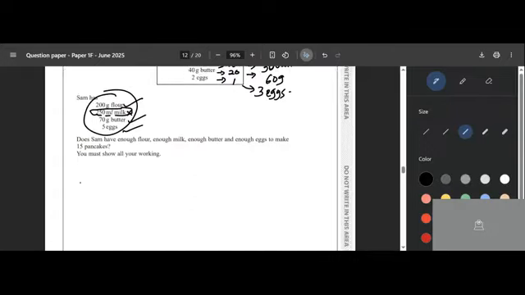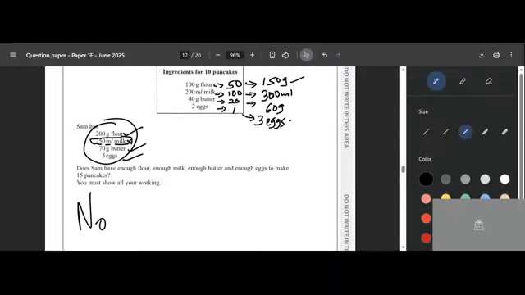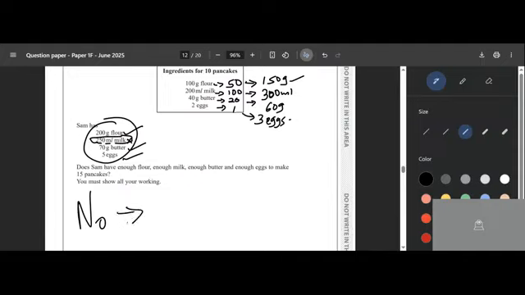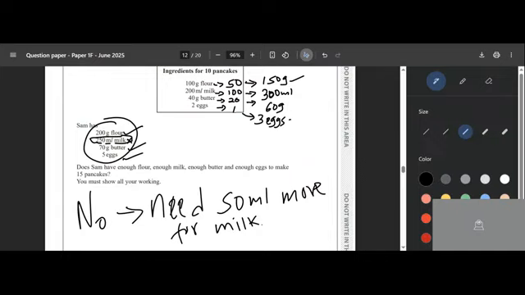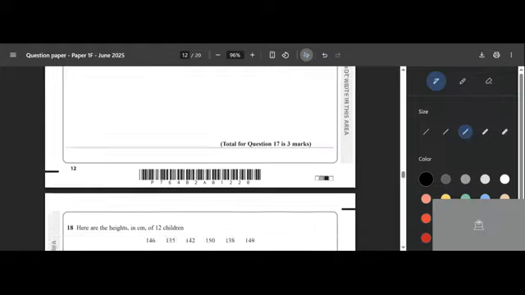So you say no. With all this working here, or you can just say what is the reason. You can just add with your compulsory the reason why you are saying this. We need 50 milliliters more for milk. Any reason there, or the working there should be awarding you the marks.